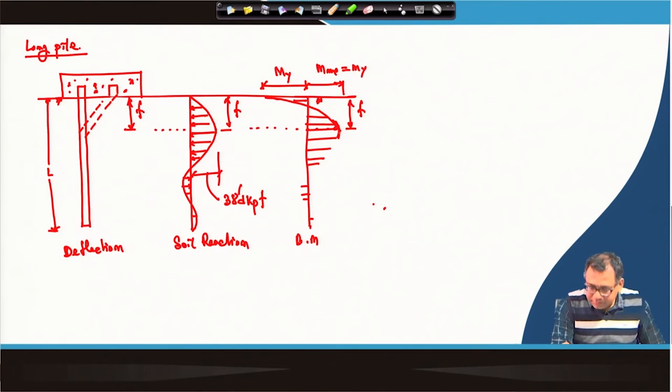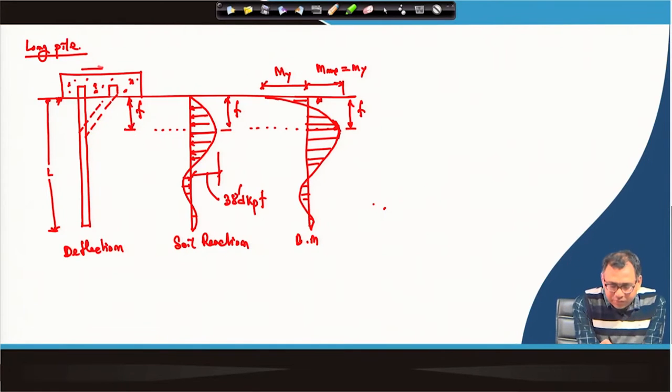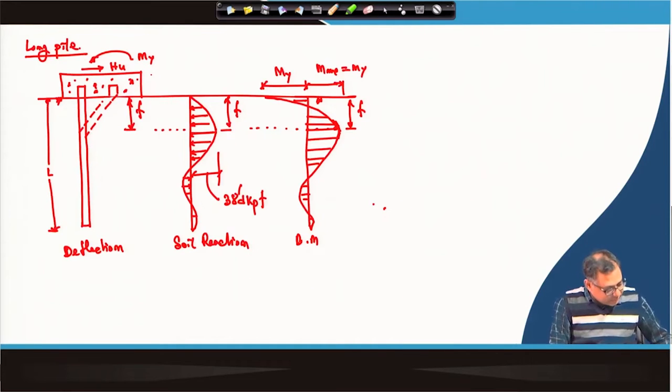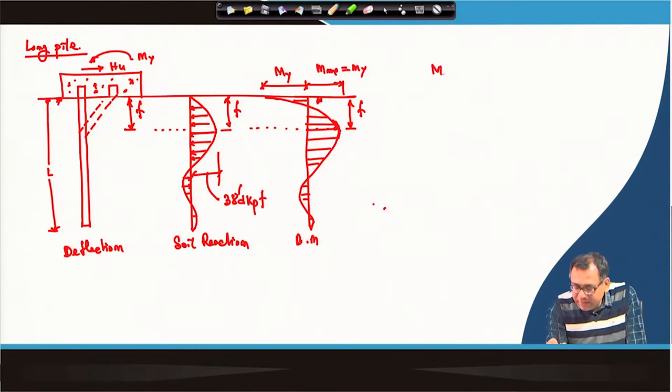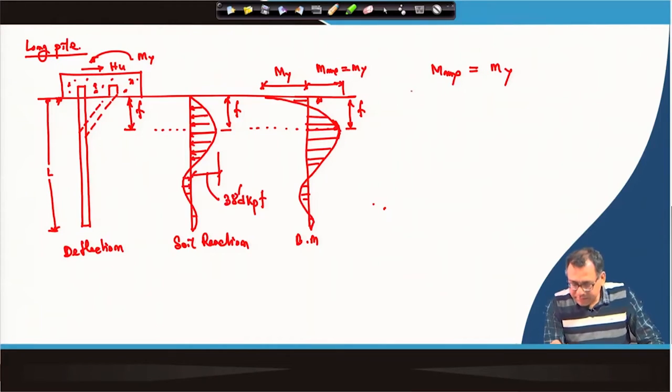So, for the fixed headed case, what are the values? I have to calculate the Hu and there will be a yield moment My. Because there will be a yield moment My in this fixed headed case. And then for the fixed headed case, Mx at the point f definitely will be equal to My. Now, we are taking the moment My at a distance of f from the surface.